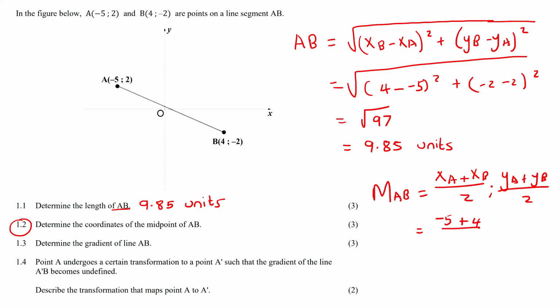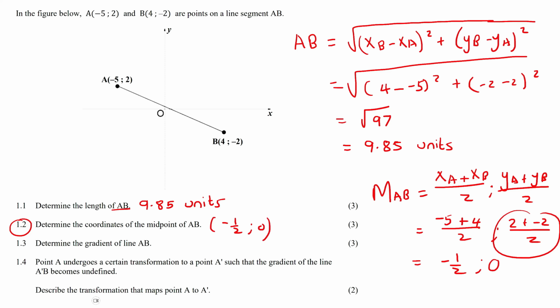Where are we? Divide by 2. Okay, now we're going to take the y value of point A plus the y value of point B divided by 2. Okay, so this you can work out on your calculator. You should eventually end up with negative a half. And then this one you actually just end up with 0. So the coordinates would be negative a half and 0.